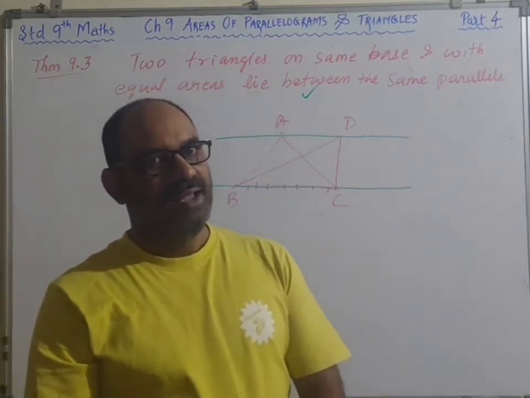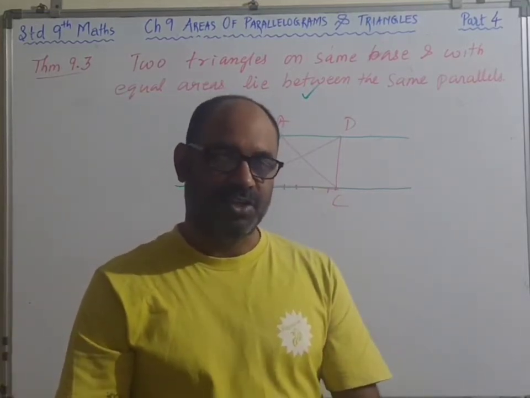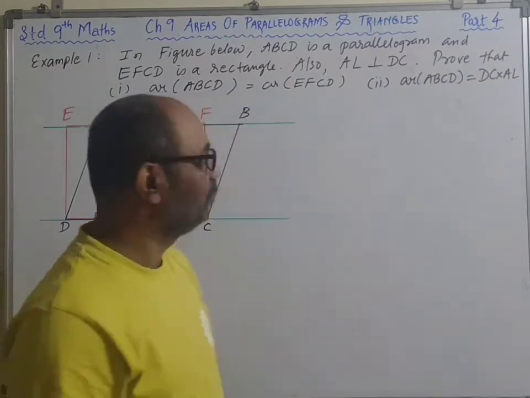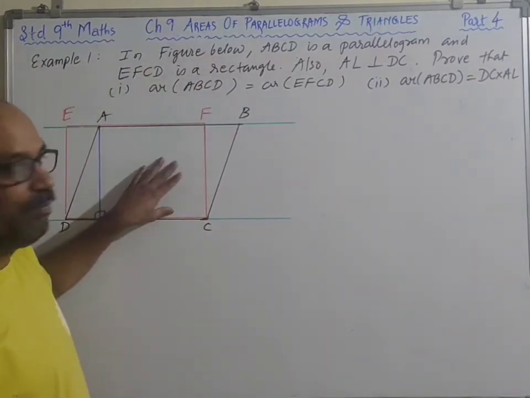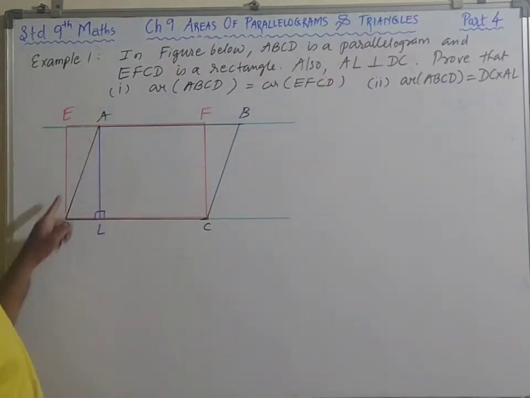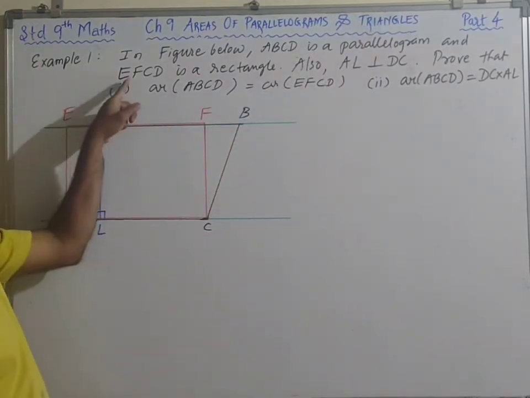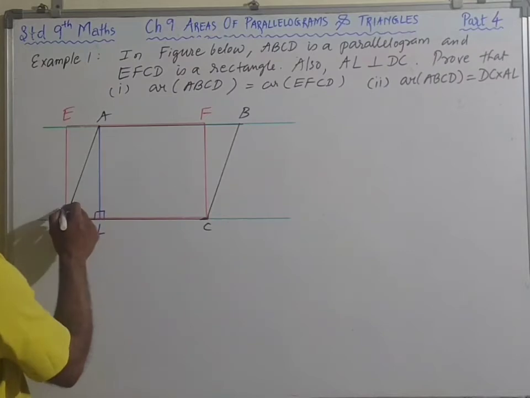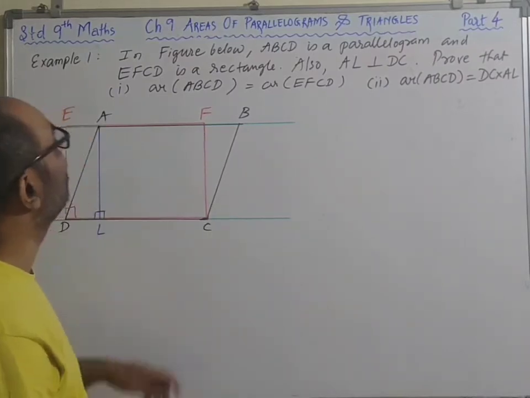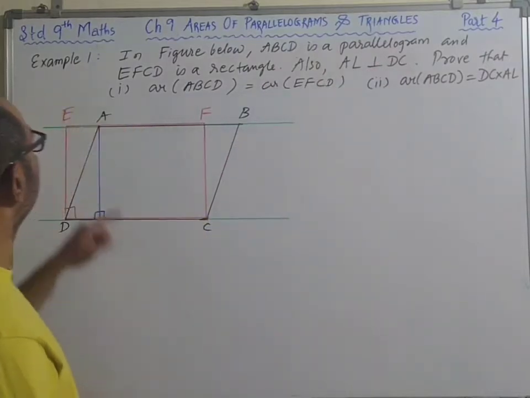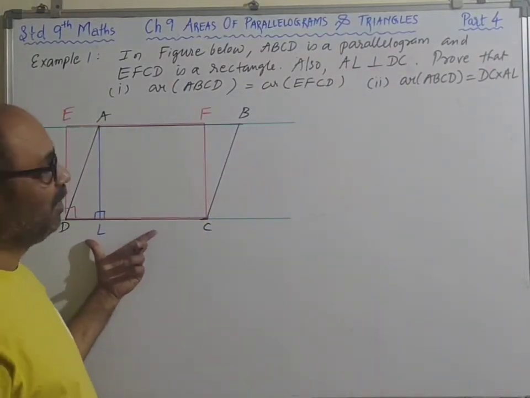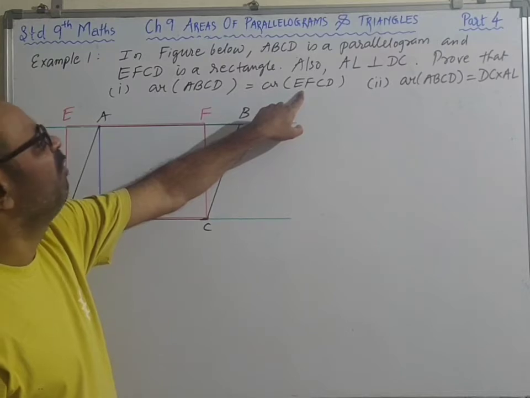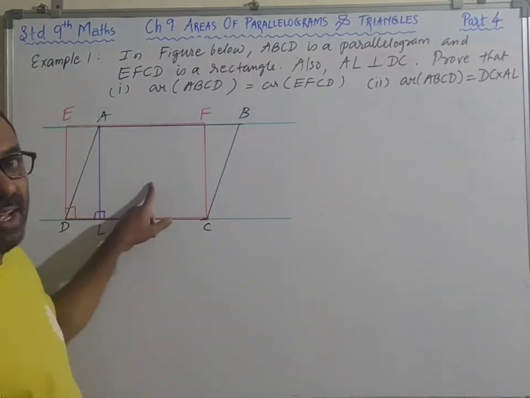Alright, children. We are going to see the examples, illustration. So example number 1. I just write down the statement. And here is the statement, children. In figure below, ABCD is a parallelogram. That black quadrilateral that you see is a parallelogram. And EFCD, that's a rectangle. Yes, I'll have to show one of the angles, right angle, to show it's a rectangle. Alright, children? Okay. Also, AL is perpendicular to DC. Yes, blue segment AL is perpendicular to DC. Prove that area of ABCD, which is a parallelogram, and area of EFCD, which is a rectangle, are equal.